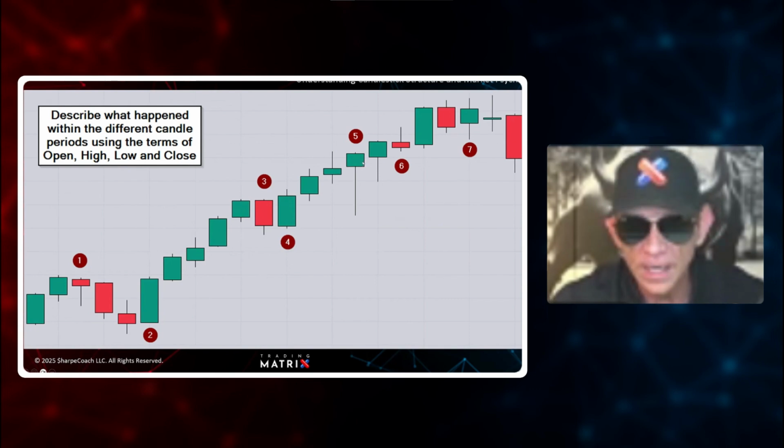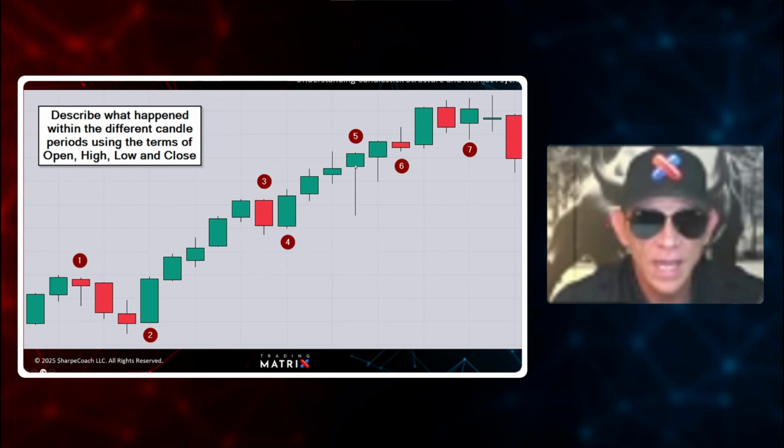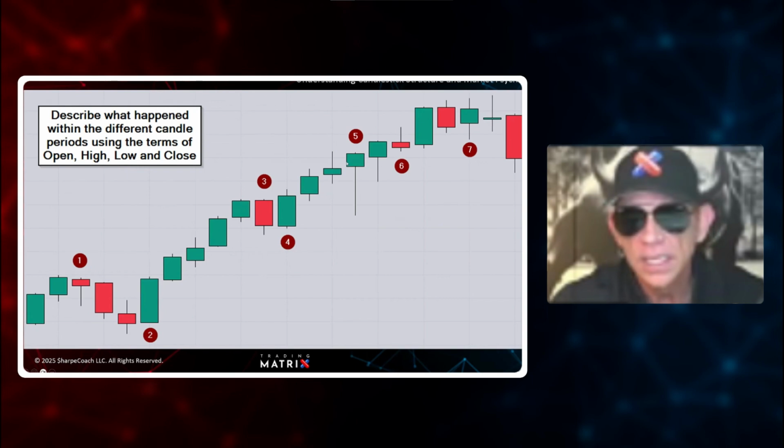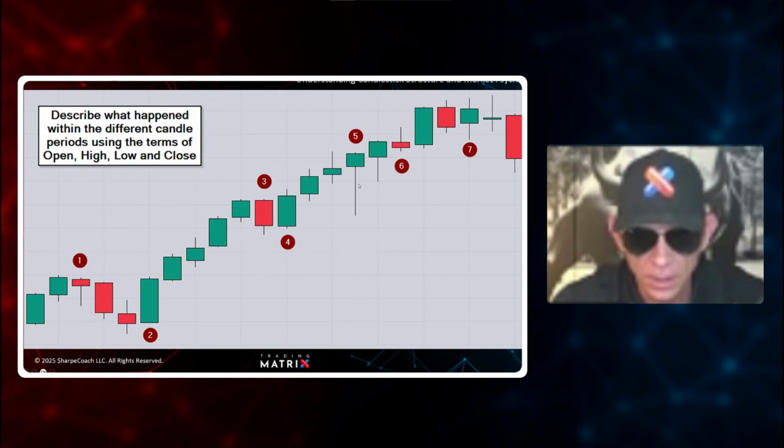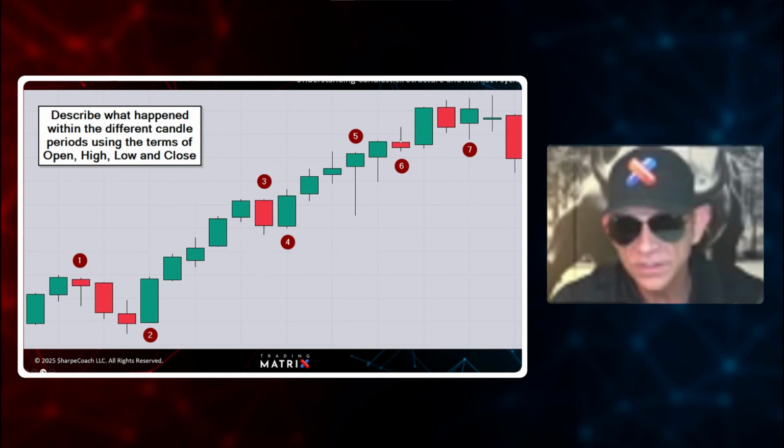Then we go to 5. We open, and then we likely have a big break in which buyers show up and take the market back up and higher. A lot of times this is called a hammer because it looks like a hammer. Same with over here. In the hammer, the candle body's small. The wick is very big. This tells us there was a lot of buying in here. Then we go to 6.